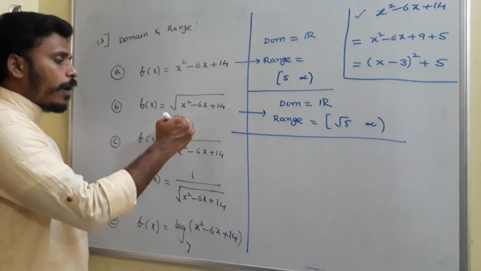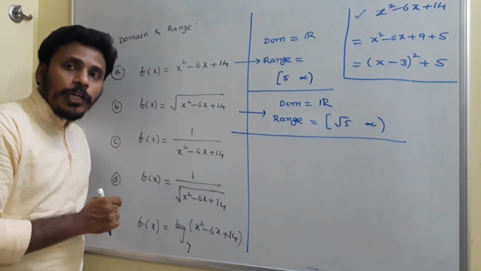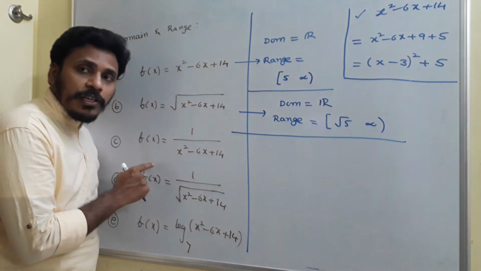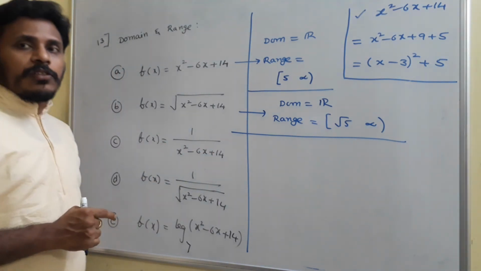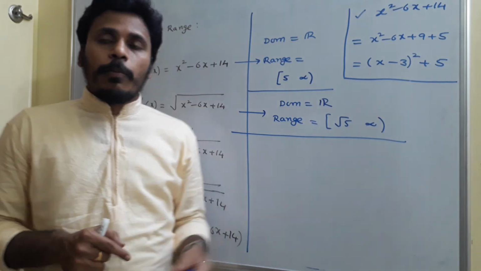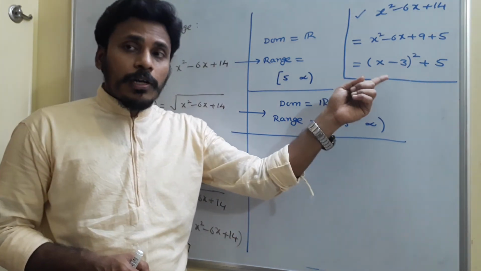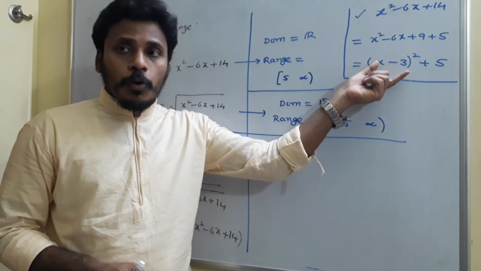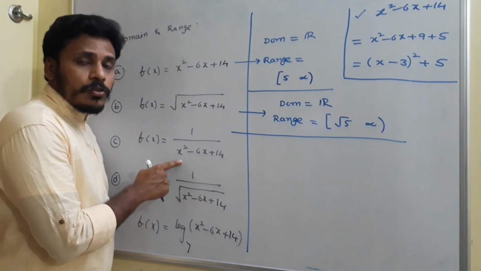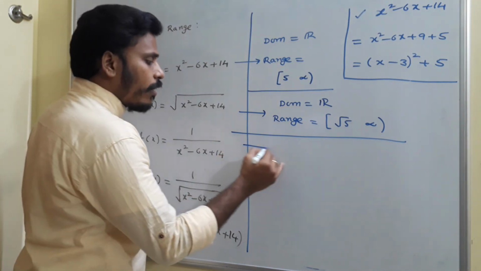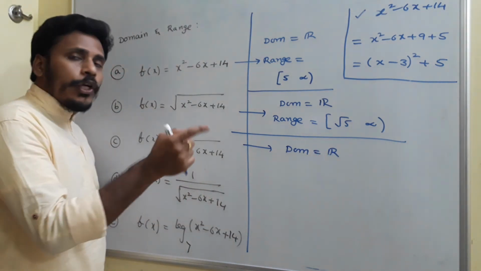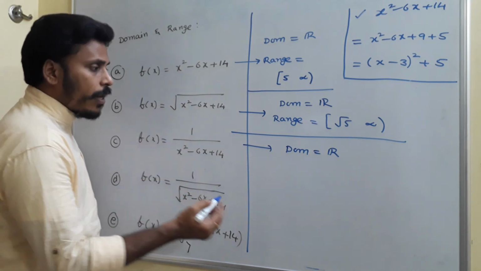Then coming to the third one, 1 by the expression. Whenever 1 by is there, you need to think about the denominator. Is there any value x for which the denominator is 0? If you think about the denominator x square minus 6x plus 14, which is (x minus 3) whole square plus 5, it is always positive. Take any number in the place of x, it is positive, and 5 is also positive. It is never negative and it is not 0 either. Since it is not 0, the domain is all the real numbers. If for some values the denominator were 0, you would need to eliminate those, but in this case, no problem. The domain is all real values.